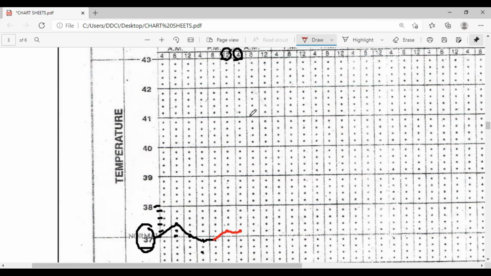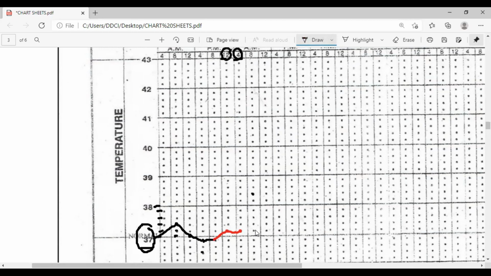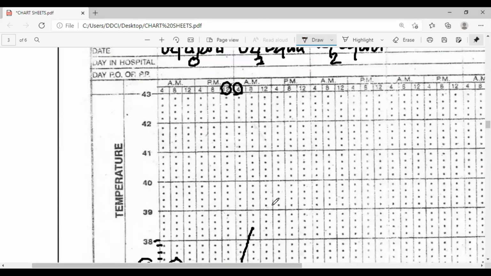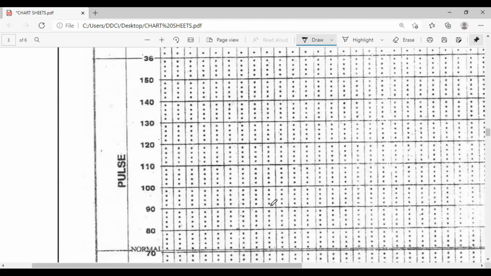Then for AM, let's say another shift, you use black again. Let's say for another shift, the patient had a 38.4 temperature, so you just connect right there. So that's how you make your temperature. Now let's go to pulse.